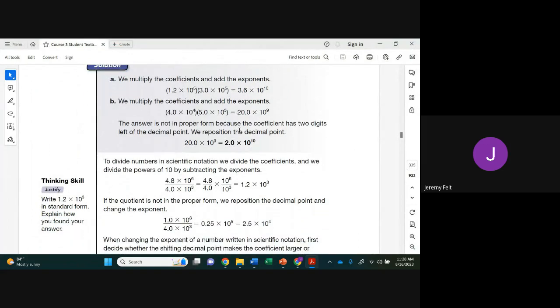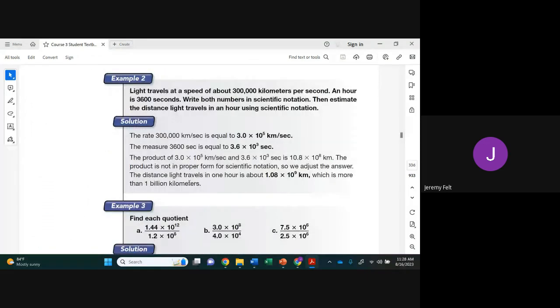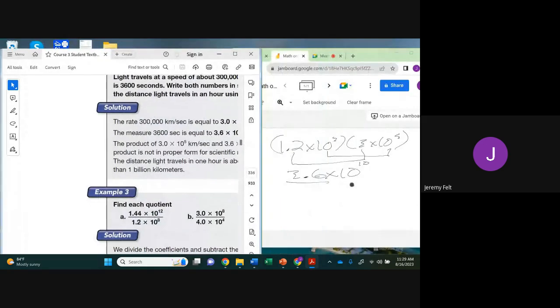Now, when we're dividing, we do the exact same thing. We divide our coefficients, okay, and then we look at our base 10, and we divide those, and remember that it's the same base, so we subtract those exponents. And we can express scientific notation even if we end up with a negative exponent. That's okay. We can leave it as is. So let's look at C here.